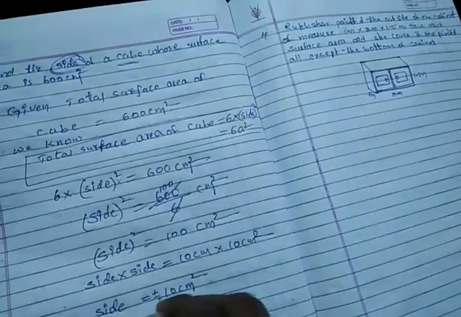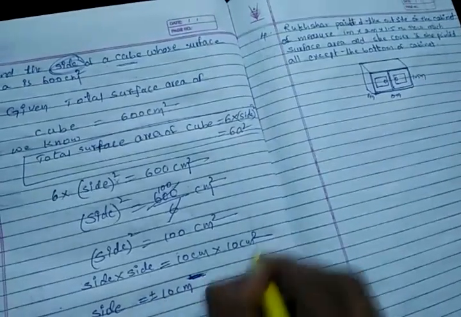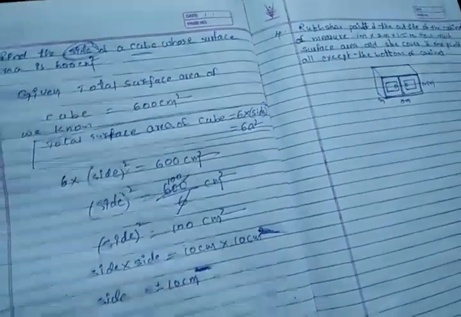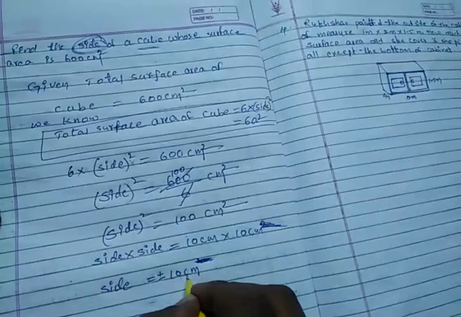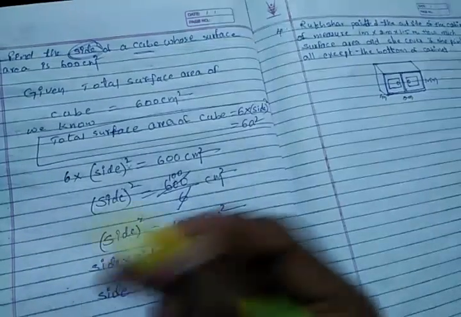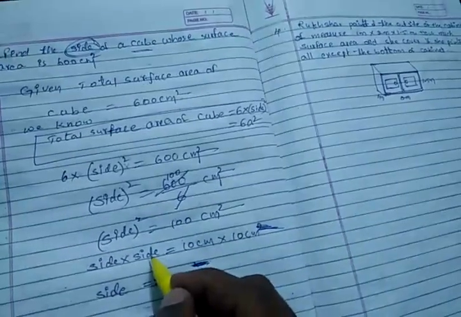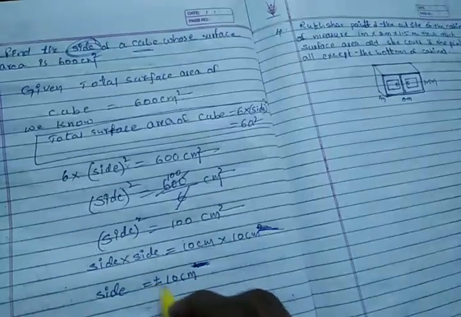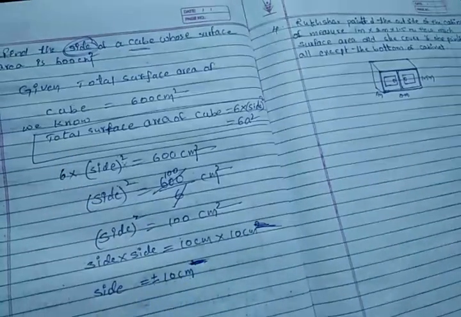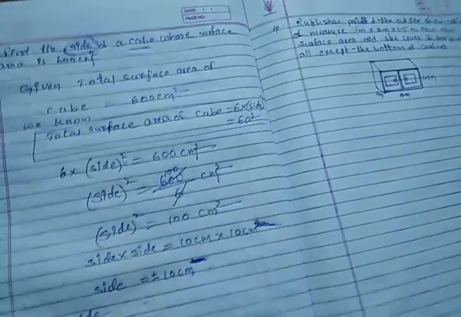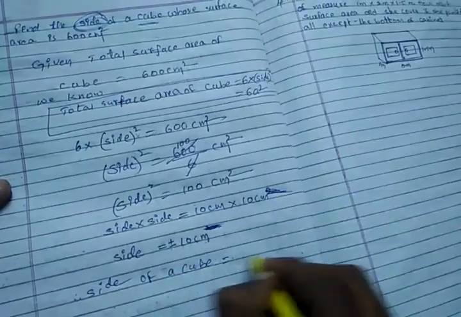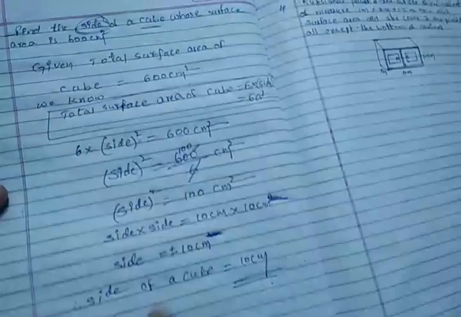Either it is plus or minus 10 centimeter. Centimeter into centimeter, centimeter square. Why I am writing plus or minus here: it is a square, and when it is transferred to the right hand side, it becomes a root. So we can't take just one root. That's why we take here plus or minus 10 centimeter. But in the value we do not take a negative number. Therefore side of a cube is equal to 10 centimeter. Clear?